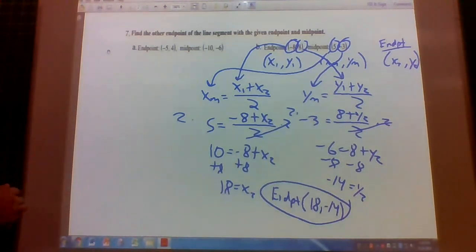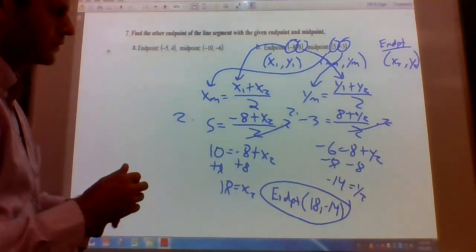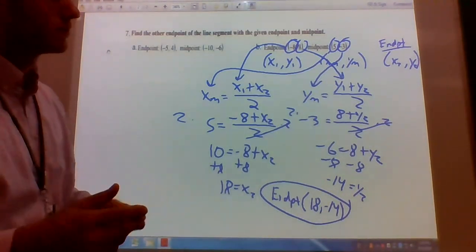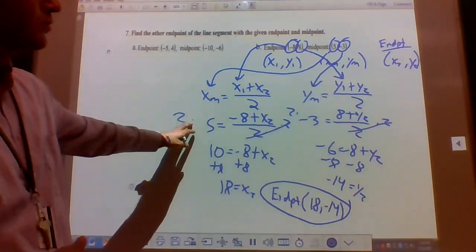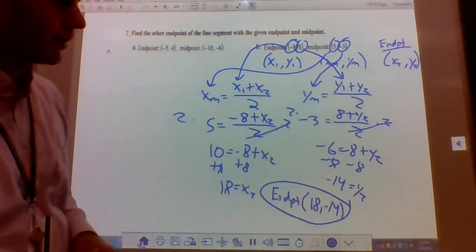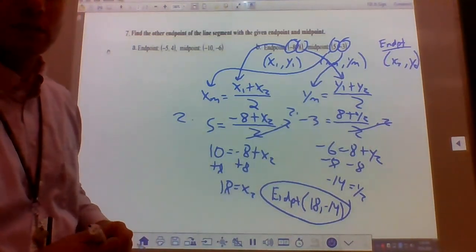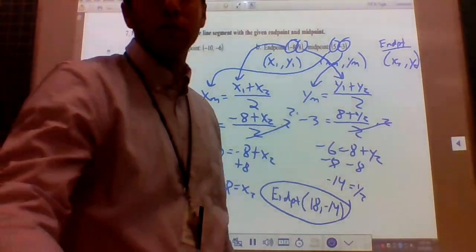Those are the segment topic and the midpoint distance formula topic review questions. That's due Friday, September 20th. But again, we're having a quiz on Wednesday, September 18th. So bring questions if you don't understand something.